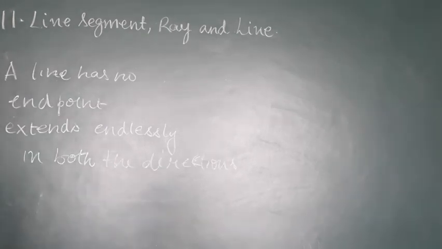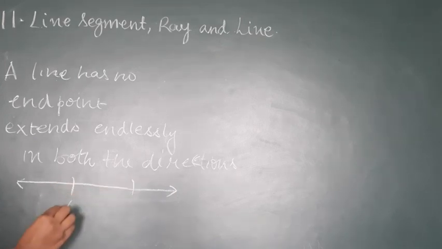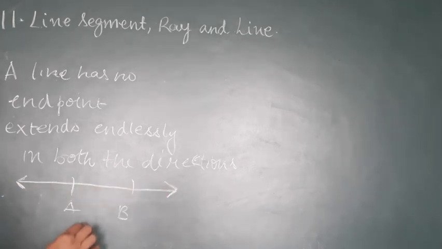So it extends endlessly in both the directions. And how do we represent a line? A line is represented like this. For example, this is a line A and B, right? And it is extending in both the directions. That is why in both the directions there is an arrow. How do we represent a line? A line is represented like this. The arrow is on both the sides.